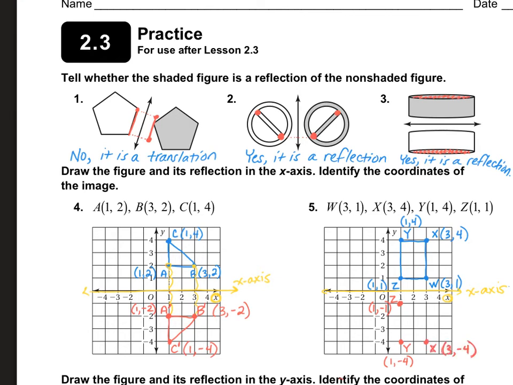And I just realized that I forgot to put the prime symbol on all of these. So all of these are actually going to be Z prime, X prime, and Y prime. Okay, last one. W is here at 3, comma, 1. We're going to count to the line of reflection 1 unit and go past it 1 unit. So W prime will live here. And there we have our reflection.